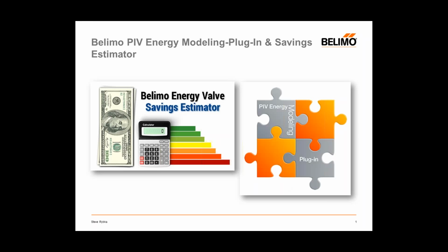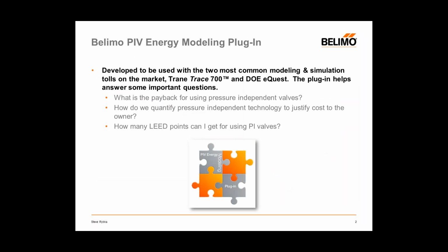The PIV modeling plugin is designed to work with specific energy modeling tools, while the Savings Estimator is a standalone estimating calculator. It's a very basic estimator that uses some common information based on plant design, manufacturer's data, etc., to give you an estimated savings for using the Belimo Energy Valve.